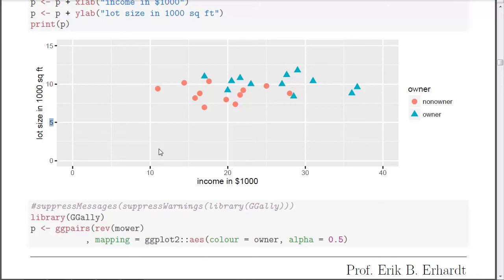And then the people who are the owners tend to be a little more wealthy, so these triangles are shifted to the right, and the triangles are shifted up relative to the red ones, so wealthier people with larger lot sizes. All right, not a surprise perhaps.